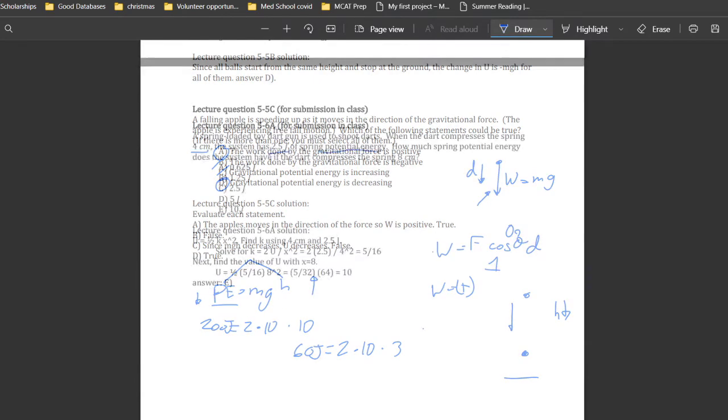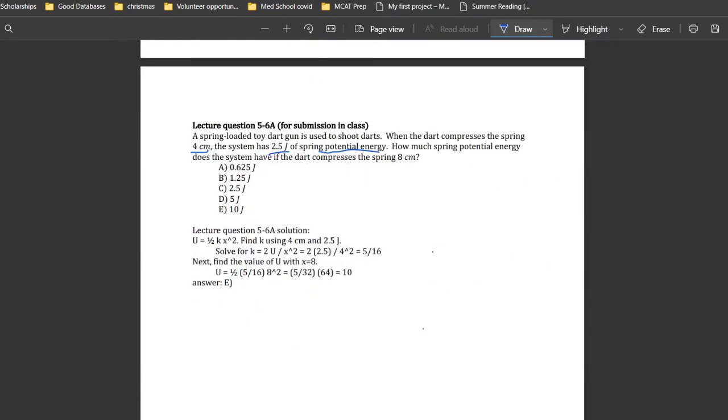energy. Okay, so the final question we have here is, a spring-loaded toy dart gun is used to shoot darts. When the dart compresses the spring 4 centimeters, the system has 2.5 joules of spring potential energy. How much spring potential energy does the system have if the dart compresses the spring 8 centimeters? So there are two ways of approaching this question.